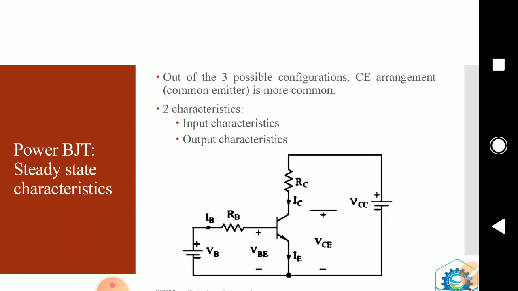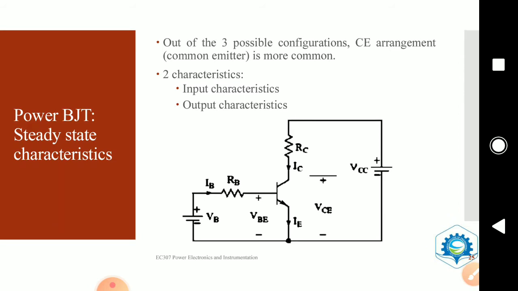Moving on to the steady state characteristics, you have three configurations in which you can use your transistor: the common emitter, common collector and common base. But the common emitter configuration is more commonly used. The steady state characteristics are again subdivided into two: the input characteristics and the output characteristics. This is just a circuit diagram to show how the connections are made to find out the input and the output characteristics.